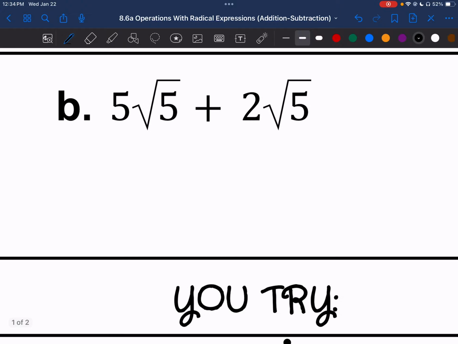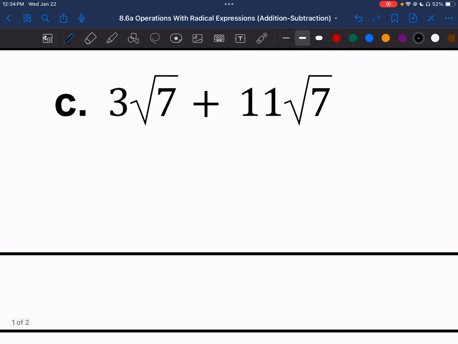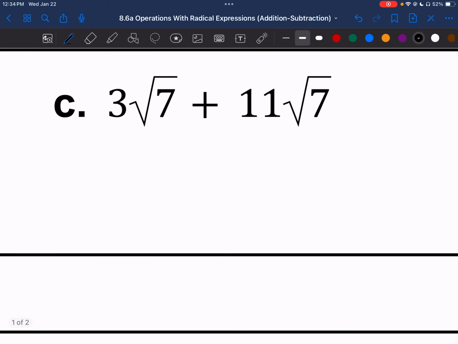So letter B, we have 5 square roots of 5 plus 2 square roots of 5. How many total square roots of 5 do we have? 5 plus 2 is 7 square root of 5. Letter C, we have 3 square roots of 7 plus 11 square roots of 7. That gives us 14 square roots of 7.